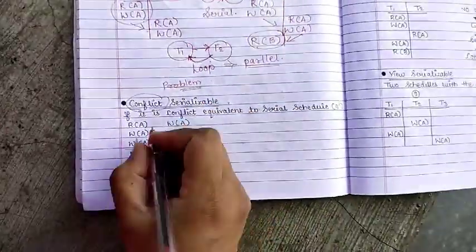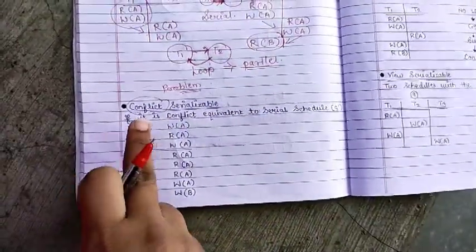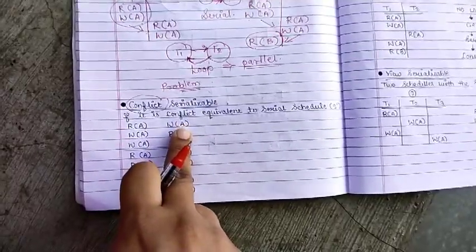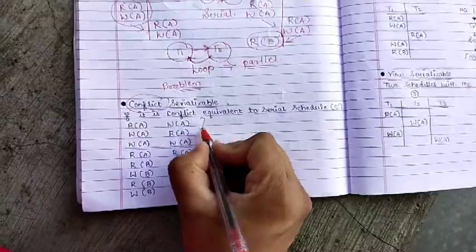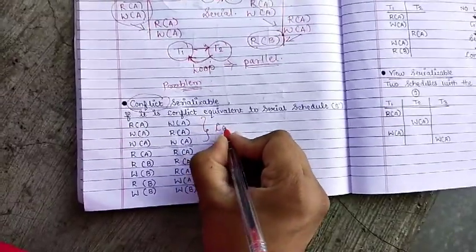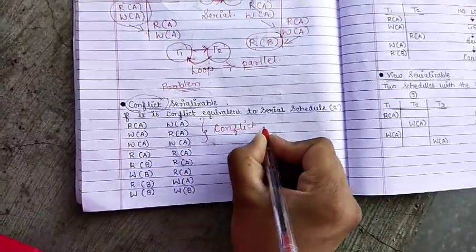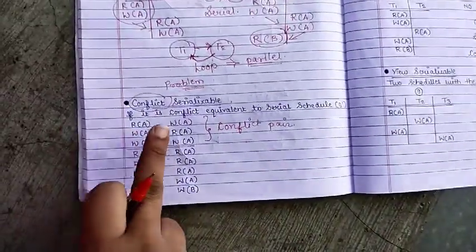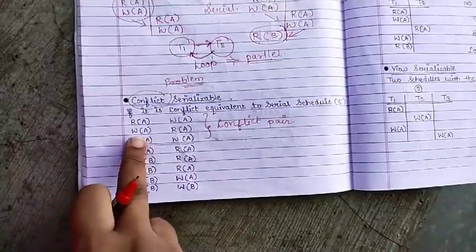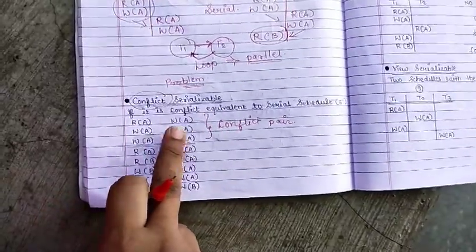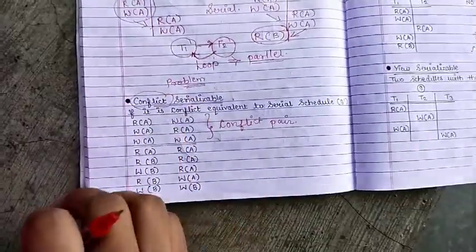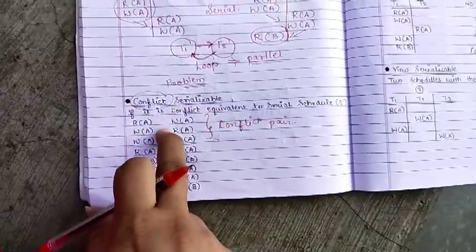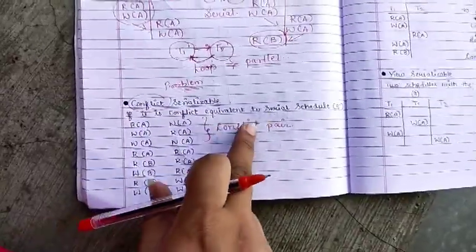Now, for this pair, a read operation on account A and at the same time a write operation on it will create a problem, right? So all these three are conflict pairs. At the same time we cannot read and write the same account. Similarly we cannot write and read, or write and write, on the same account. So whenever these two operations are going to be performed, this will create a problem. That's why this pair is called a conflict pair.